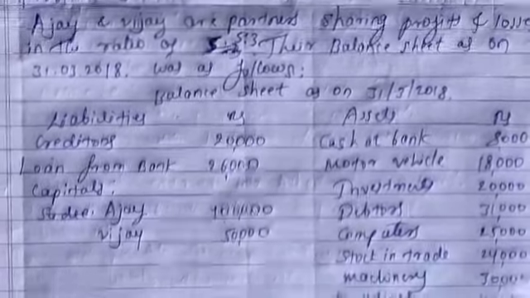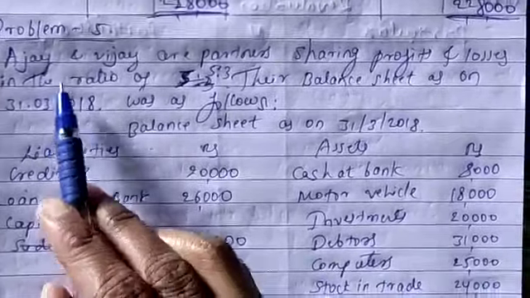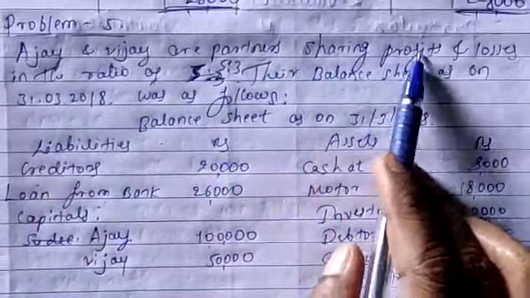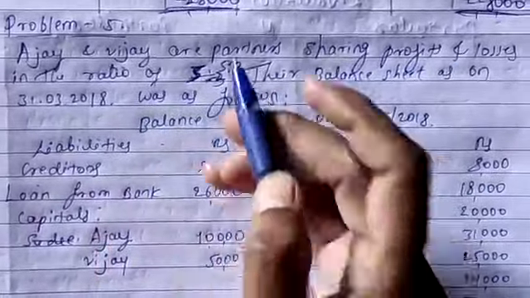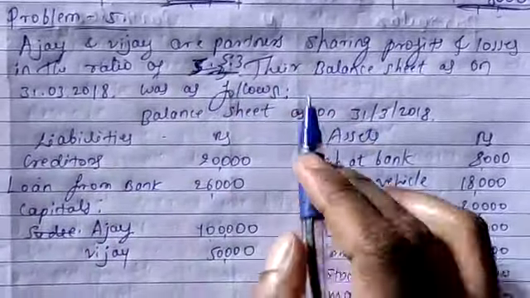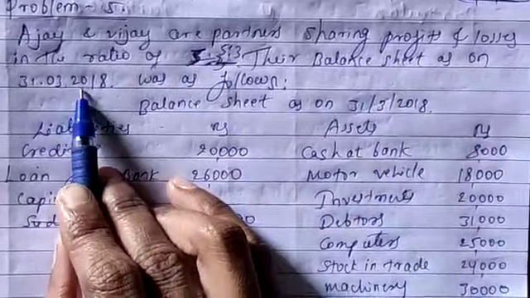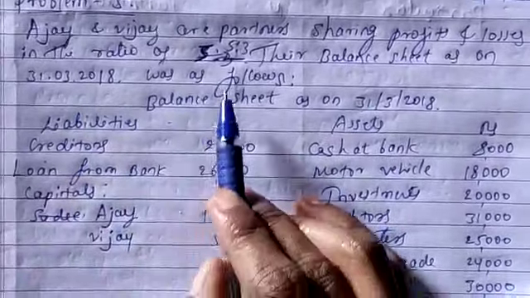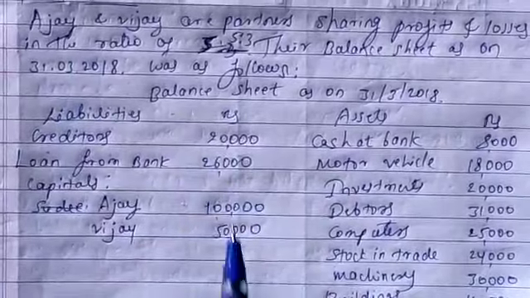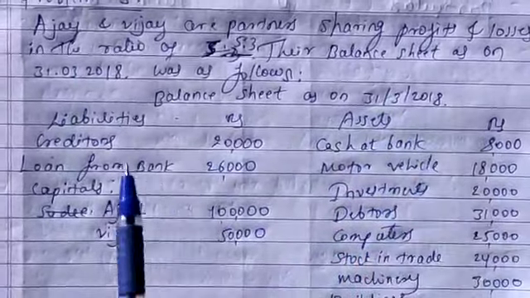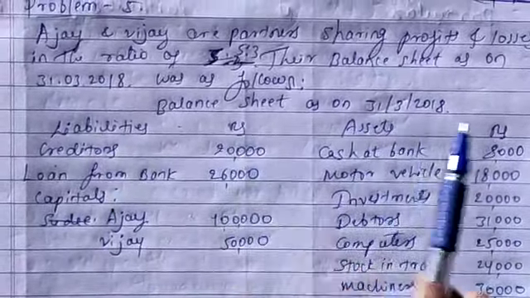Now we are taking problem number 5. Ajay and Vijay are partners sharing profits and losses in the ratio of 5:3. Their balance sheet as on 31/3/2018 was as follows. Balance sheet is given of the old partners on the 31/3/2018. Liabilities rupees, assets rupees.